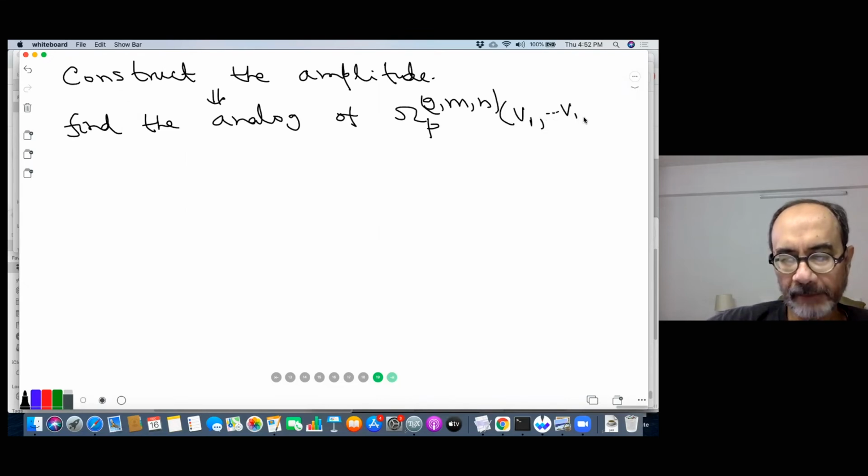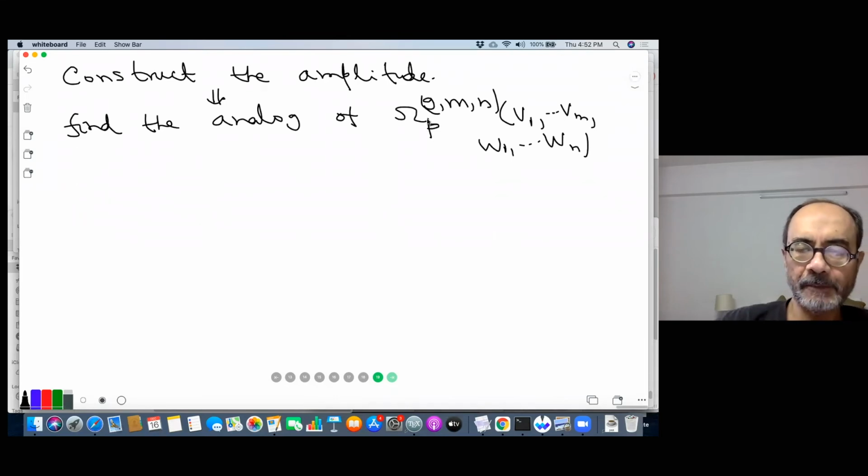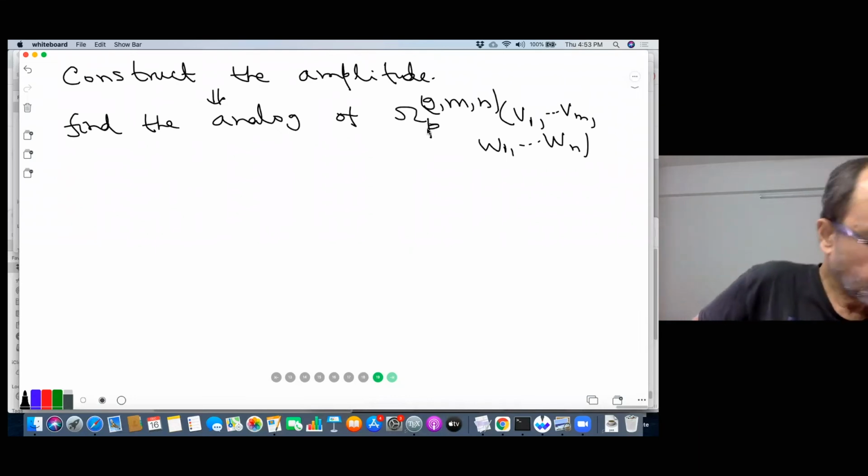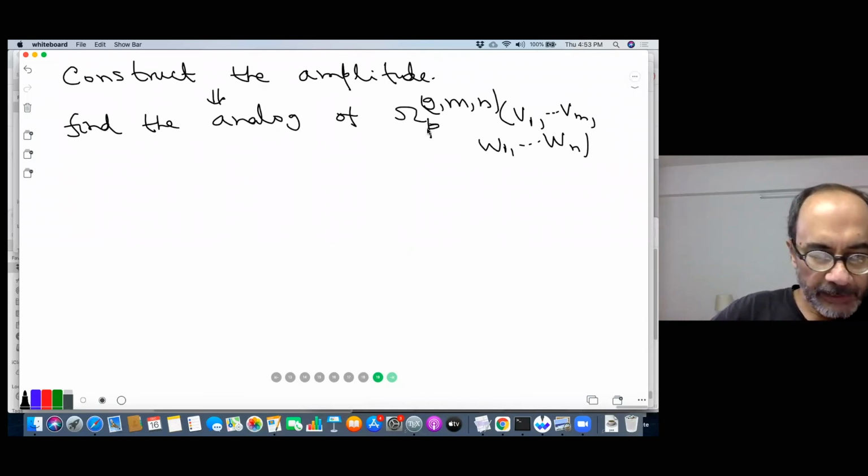V1 to Vm, these are the Neveu-Schwarz vortex operators. And let's call them W1 to Wn. These are the Ramond sector vortex operators. So this should be a p-form in an appropriate version of this P_GMN that I introduced. And you have to find what this is. You have to construct this. The guideline for constructing this will again be various consistency conditions. So let's proceed.